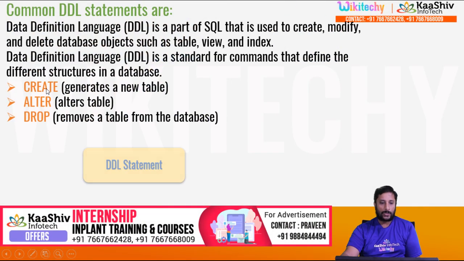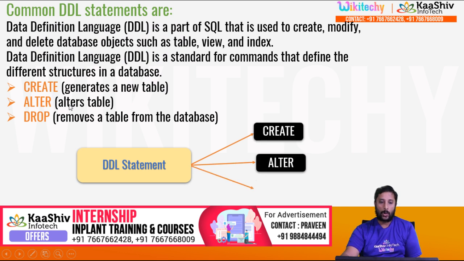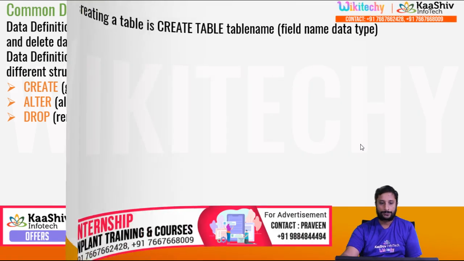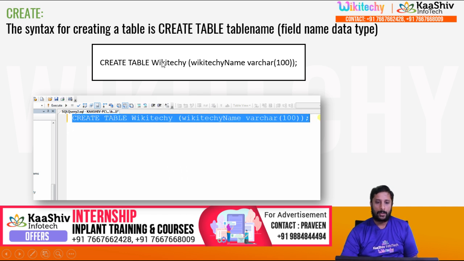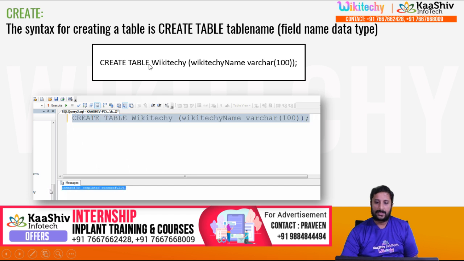Okay, so create is to generate a new table, alter is altering the table, and finally this one is to remove the table. Okay, here is the syntax: create table, table name, column name in brackets, and the data type. This is how you are able to create a table.